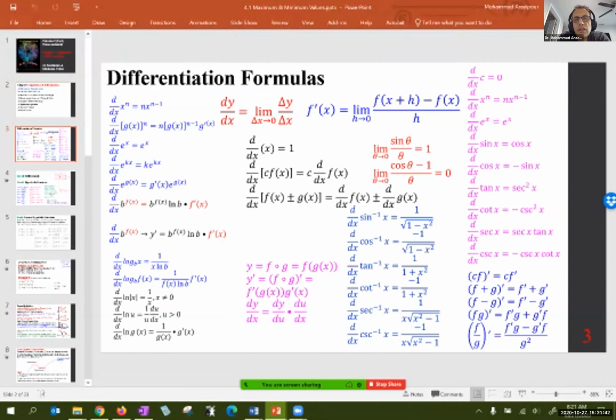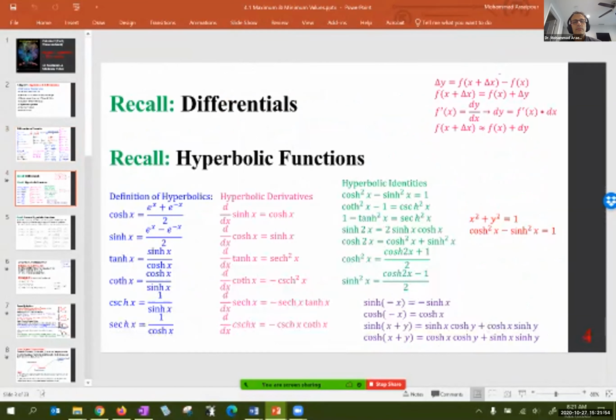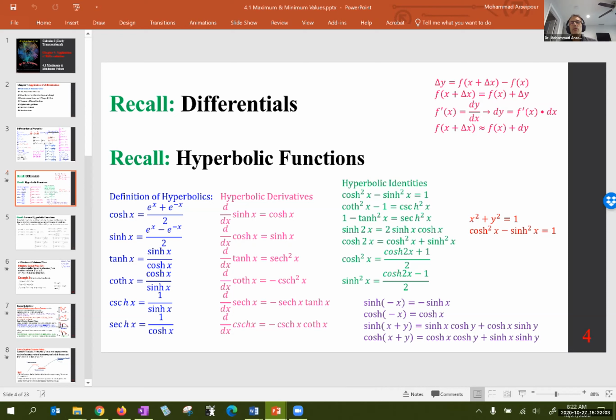Again, as always, it's important to remember the formulas for differentiation. And now specifically, as we discussed, the last section of this chapter deals with anti-differentiation. That makes it important. So we remember the concept of the differentials. Delta y is f of x plus delta x minus f of x. That's delta y, and the differential is dx for x and dy for y, and dy by definition is f prime of x dx. And we looked at some applications of that.